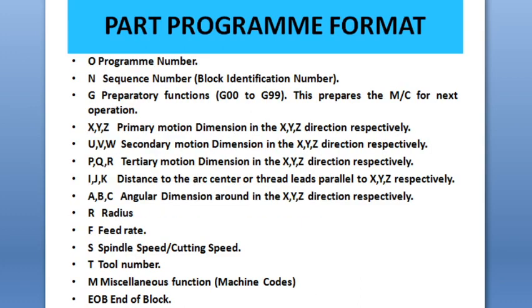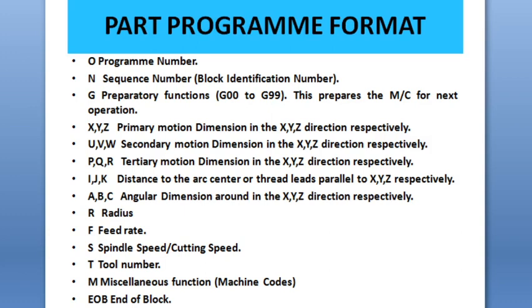It is the part program format. A program starts with the alphabet O, and then N is a sequence number, a block identification number. Then G is a preparatory function. G90 to G99 codes are used. It prepares the machine for the next operation.